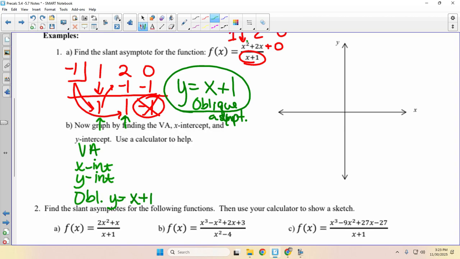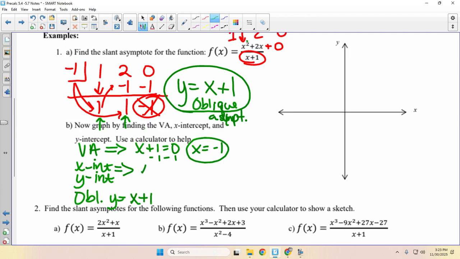Okay, so the vertical asymptote is when the denominator is equal to 0. So that's when x plus 1 equals 0. So then we subtract 1, x equals negative 1 is the vertical asymptote. The x-intercept is when y is equal to 0. So that is when our whole function is equal to 0, not the bottom, but just the top.